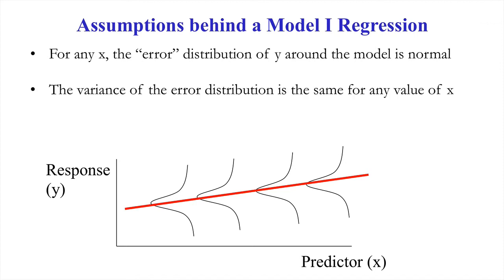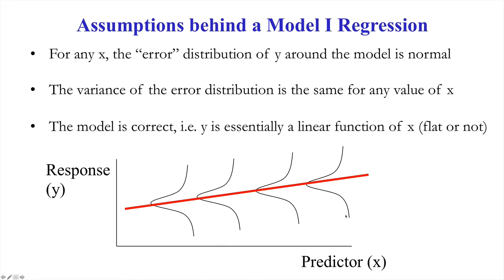We're also assuming that the variance of the error distribution is the same for all values of x. And finally, we're assuming that the model is correct in that, broadly at population level, y is indeed linearly related to x. Whether it's a flat line or not, we need to assume linearity in this particular relationship. And that's an important reason for plotting your graphs first before fitting an overarching model.